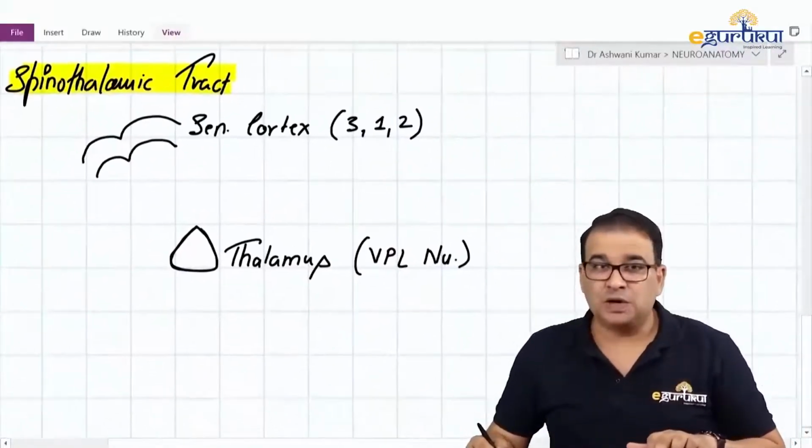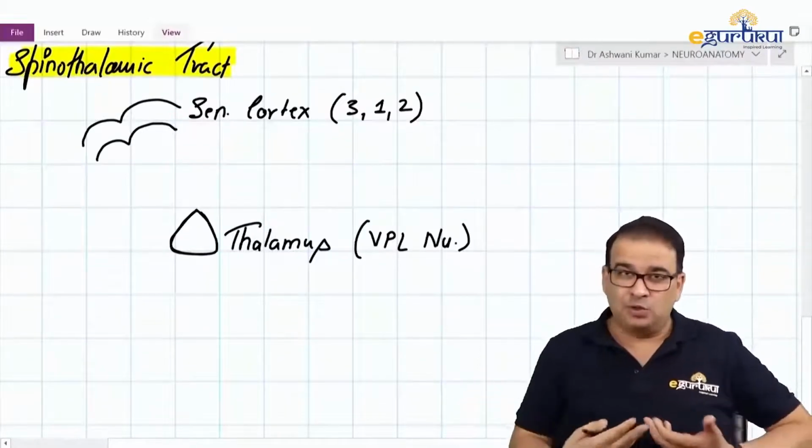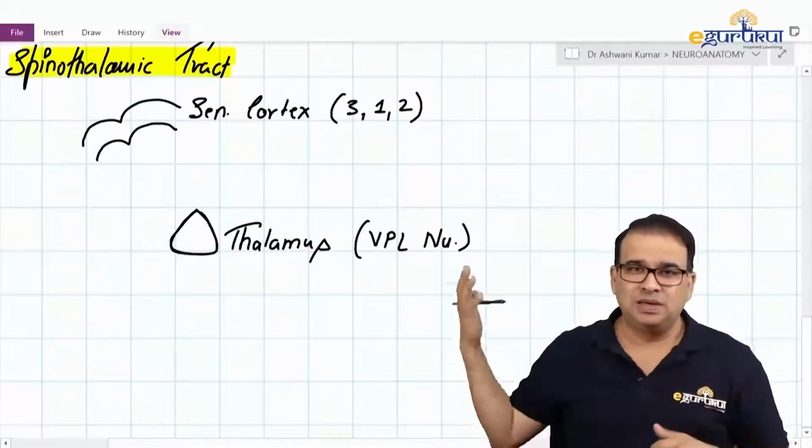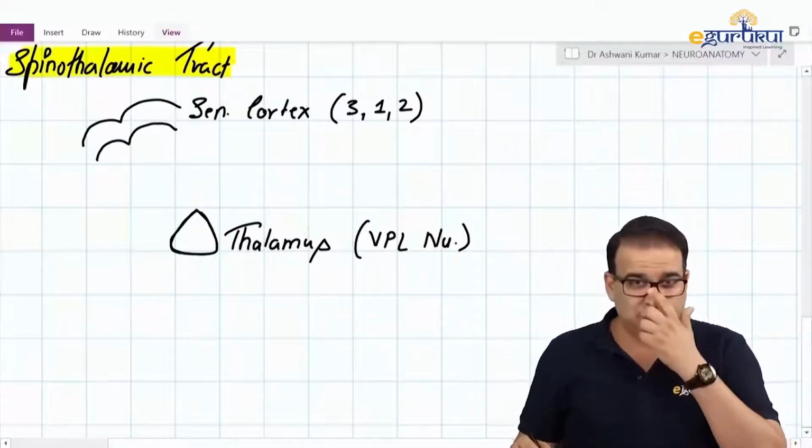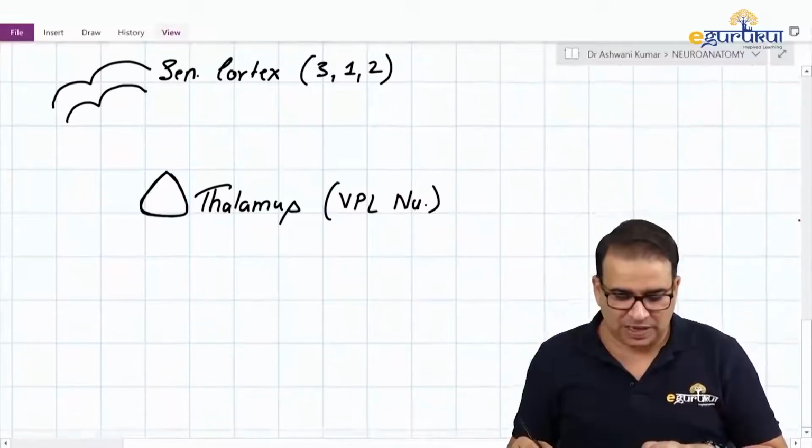Okay, so because we are talking about the sensations which are obviously coming into the spinal cord and above, it has to be the VPL. Any sensation which is related to the spinal cord will go into the thalamus, the VPL nucleus of thalamus.